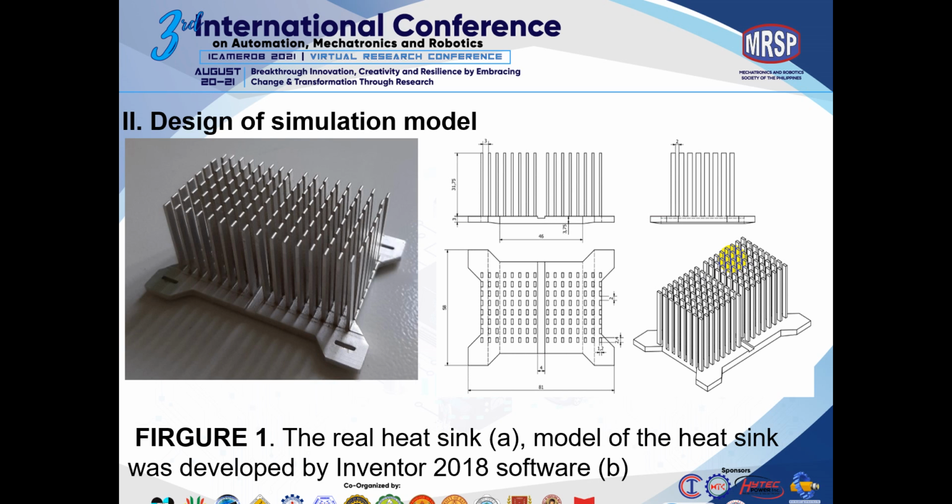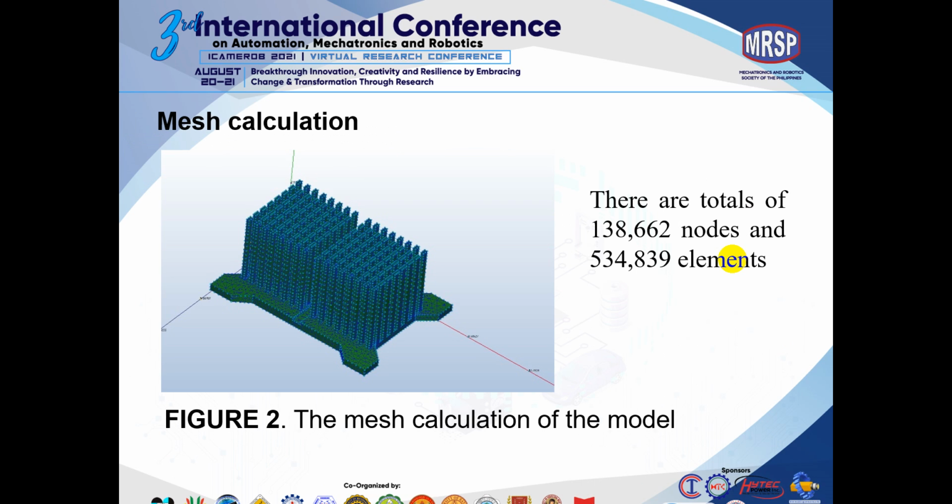My purpose is to predict the thermal performance of the heatsink by using CFD. After we made the mesh calculation, we have a total of 138,662 nodes and 534,839 elements.